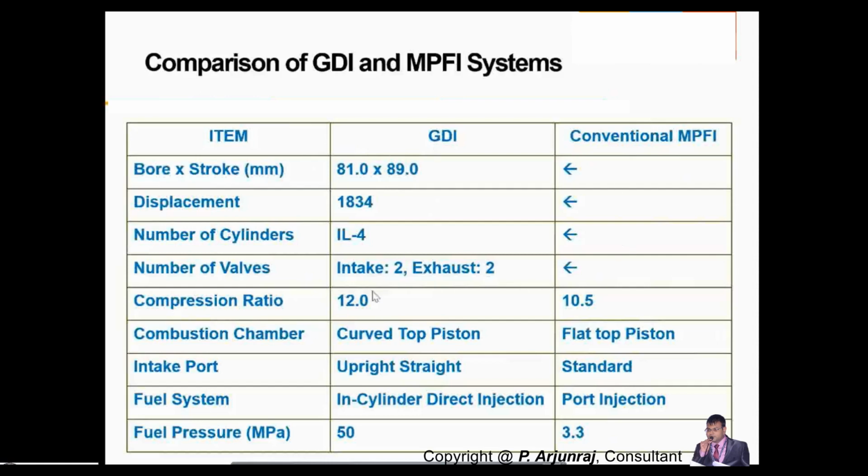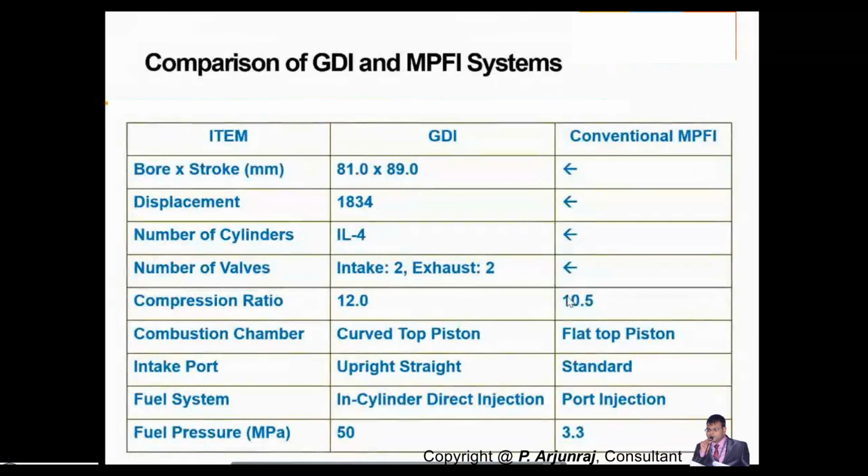Here, when I use the GDI system, my compression ratio is going to be 12. When I use multi-point, it's going to be only 10.5. See, I told you in the beginning, when the compression ratio of the engine is higher, the thermal efficiency of the engine is going to be higher. I also said the brake specific fuel consumption of the engine, or the mileage of the vehicle, is going to be better when the compression ratio is higher.